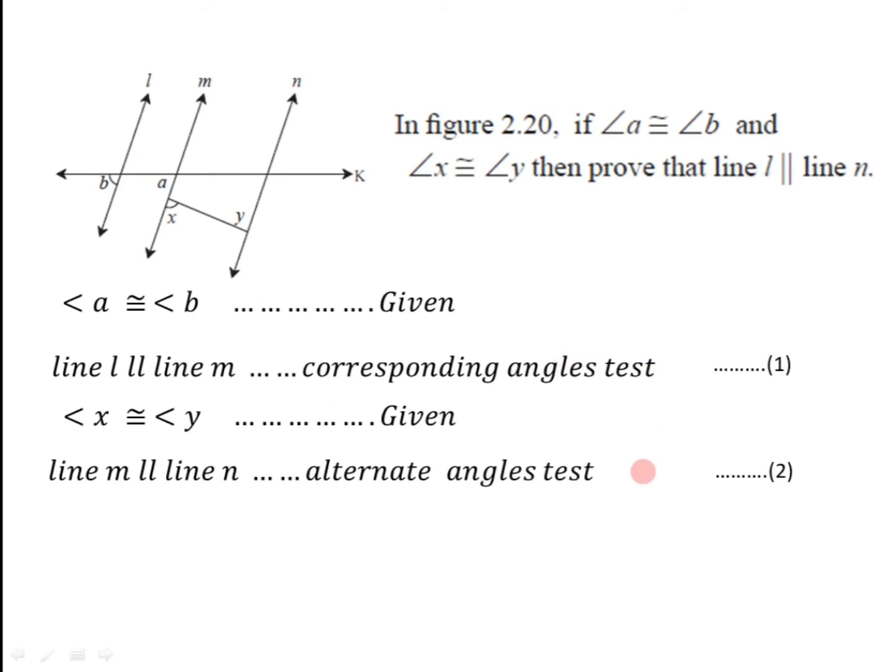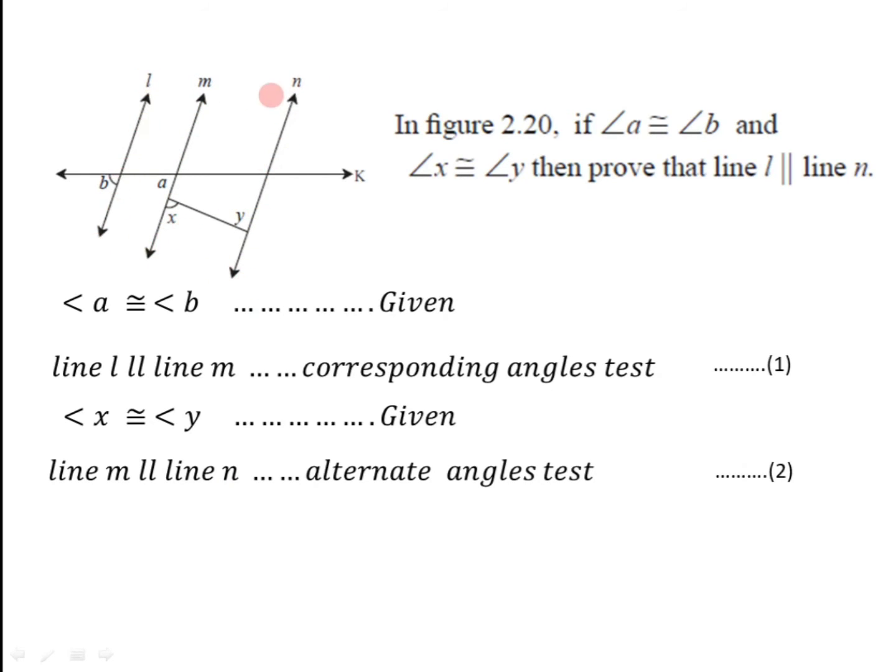If we consider equation 1 and 2, in equation 1 we have stated that line L is parallel to line M, and in equation 2 we have line M is parallel to line N. That means line L is parallel to line M and line M is parallel to line N.